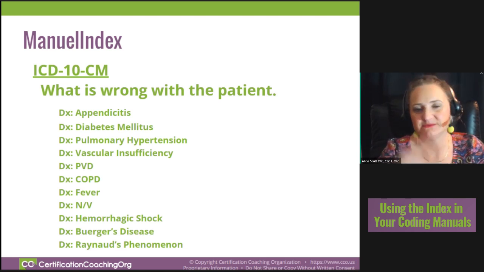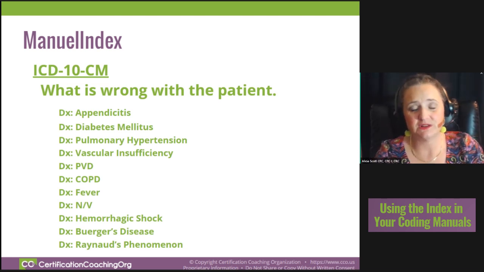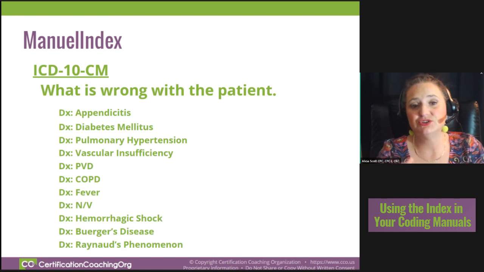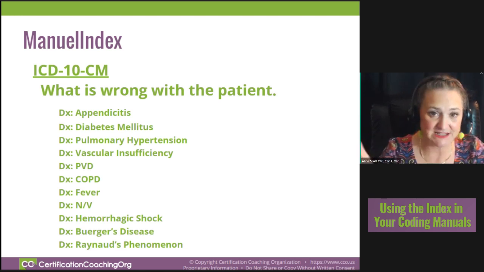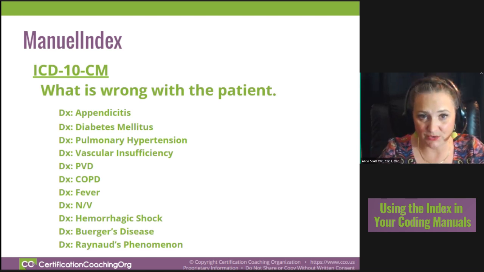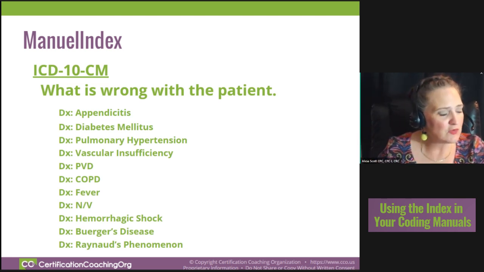So appendicitis, most people know what appendicitis is. How are we going to look up appendicitis in the index? Well, it's actually one of the easiest things to look up, because you just go look up under A's for appendicitis. That's it. And then it will tell you the beginning of the code, and then you will go and look it up.